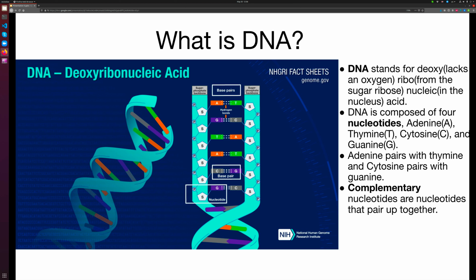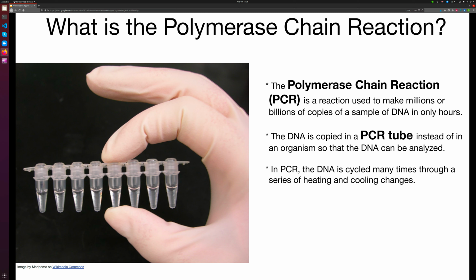Adenine pairs with thymine and cytosine pairs with guanine. And complementary nucleotides are nucleotides that pair up together. And they pair up together through hydrogen bonds. You can see the A has these 2 dashed lines to the T, and the C has those dashed lines to the G. Those dashed lines are the hydrogen bonds.